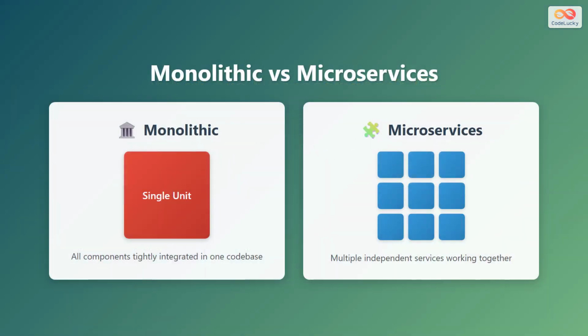Let's compare the traditional monolithic architecture with microservices. In a monolithic architecture, all components are tightly integrated into one single codebase. Everything runs as a single unit, which can become difficult to scale and maintain as the application grows. In contrast, microservices architecture consists of multiple independent services working together. Each service can be developed, deployed, and scaled independently, providing much greater flexibility and resilience.